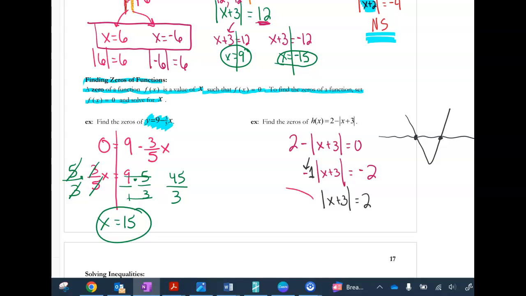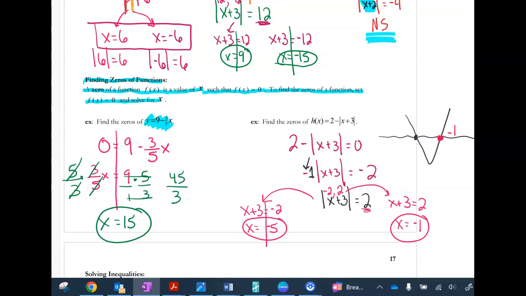So I have to realize that I could take the absolute value of -2 to get to 2. So something with 3 could equal -2. Or I could take the absolute value of a regular 2. So some number plus 3 could give me a regular 2, and then take the absolute value of that to get the 2 that's here. So in my first situation, I'm going to subtract 3, so I get -5. And in the other situation, when I subtract 3, I'm going to get -1. So that means these two are meeting at -1 as far as the x value goes, and -5 as far as the x value goes.